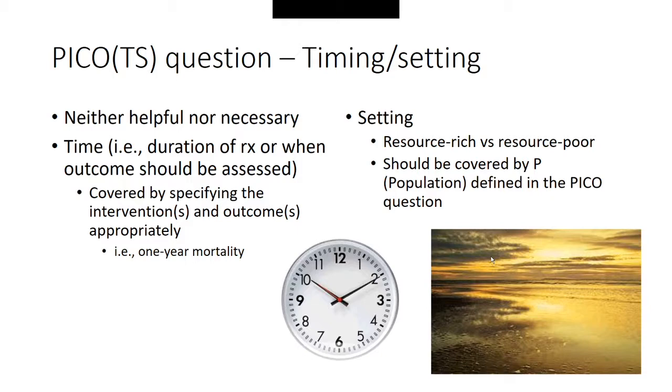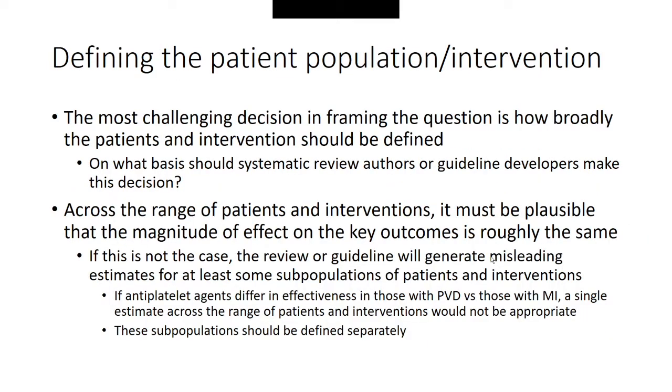The most challenging decision in framing the question is how broadly the patients and intervention should be defined. So on what basis should systematic review authors or guideline developers make this decision? Well, it's important that across the range of patients and interventions, it must be plausible that the magnitude of effect on the key outcomes is roughly the same. If this is not true, then the review or guideline will generate misleading estimates for at least some of the subpopulations of patients and interventions, because the effect will be different.